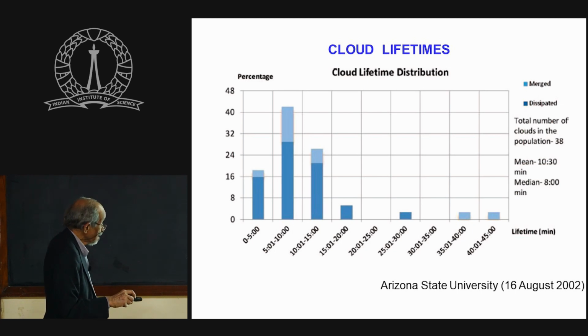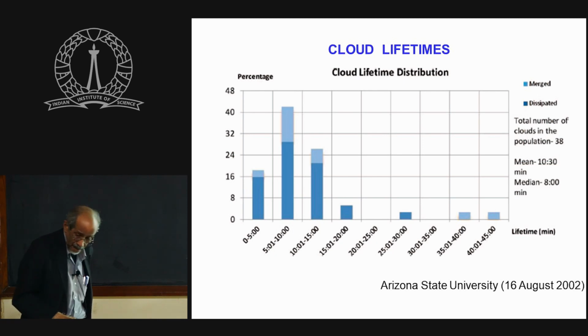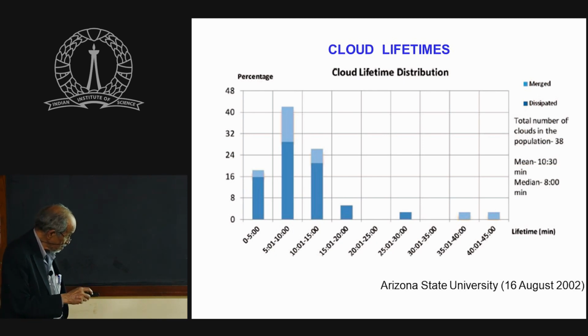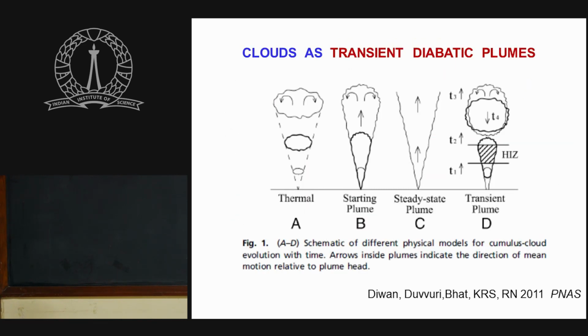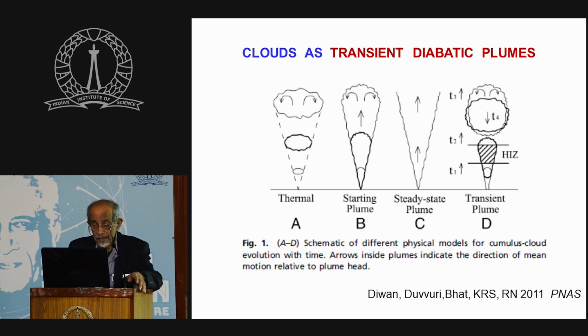So the cloud lifetime varies from about 10 minutes here, 15 minutes there, and 40 to 45 minutes there. So some may have a long life, but most of them are around here. So it is a transient flow in some kind. So we started working on transient flows. Well, these had not really been studied enough, although some people like Turner and so on did talk about some of this.